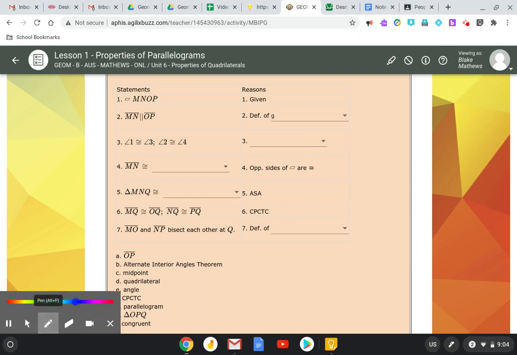Okay, so I'm going to write that down here. Definition of parallelogram. That's not a good parallelogram, Mr. Matthews. Terrible parallelogram. All right, here we go. Parallelogram. It's better.